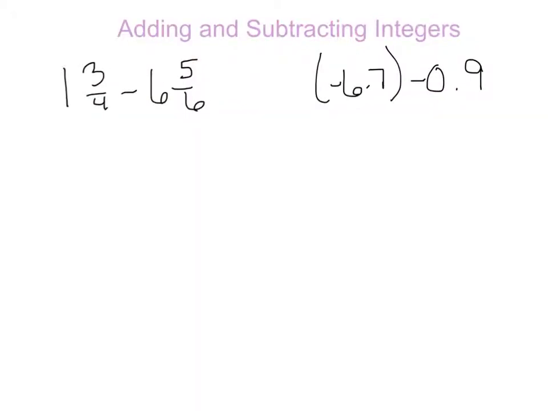Alright, to review fractions, first of all you need a common denominator. The smallest number that 4 and 6 will both go into is 12. And actually, let me back up. We're going to change these to improper fractions first. 4 times 1 is 4, plus 3 is 7. 6 times 6 is 36, plus 5 is 41. Now our common denominator is going to be 12.